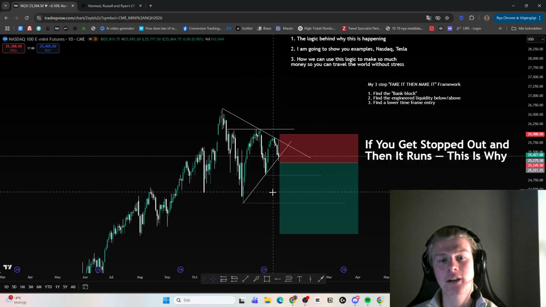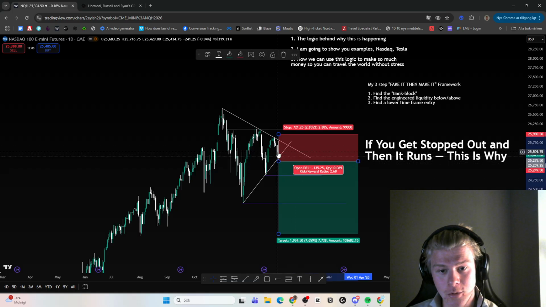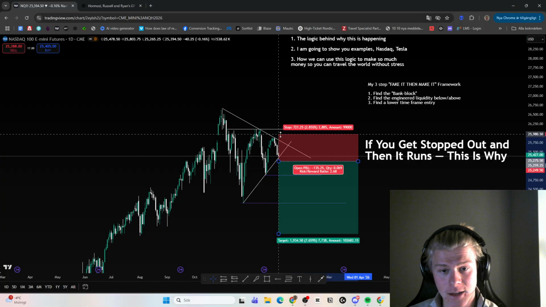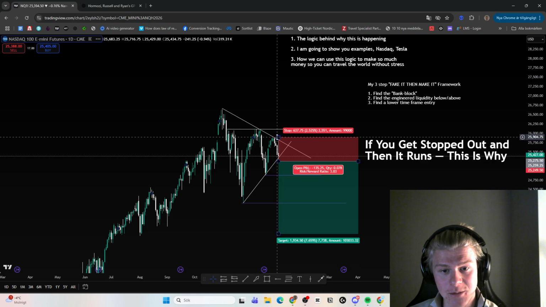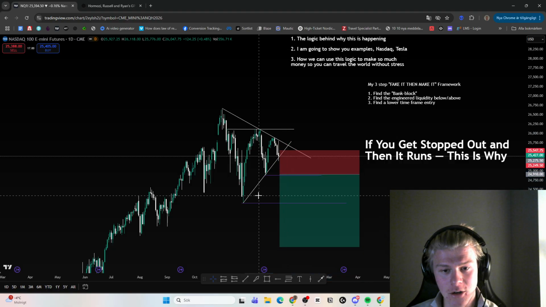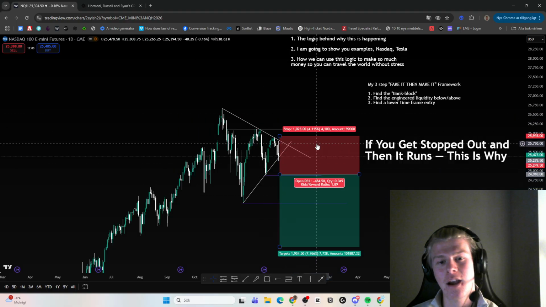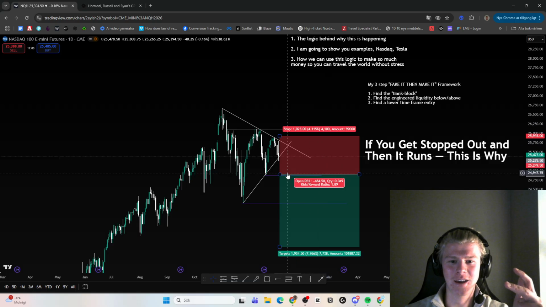And what is that going to cause? People go short. Boom. Break down below the trend line. People go short. Stops there. Double top. Stops there. Break down below this low. People go short. Stops there. Do you see the logic behind it?